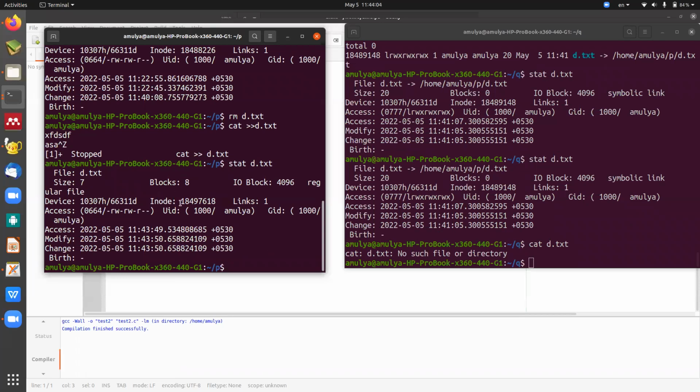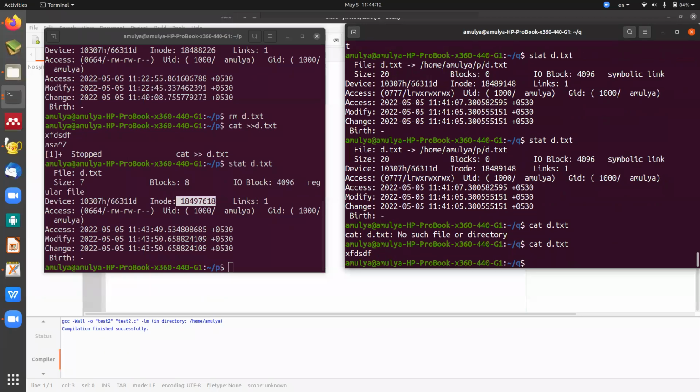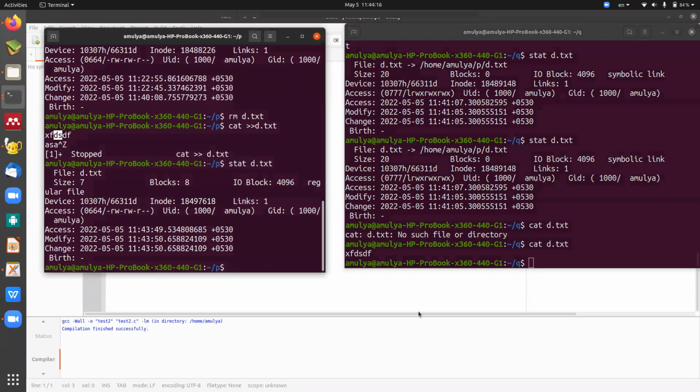Do you understand? Its inode has changed, its inode has changed. But now if we see it with cat d.txt, has the new content come or not? Yes or no? So what happens now? The original file is as it is, somebody is just linking with him. When the original file gets deleted, since a link is established, no issue. Yes, the content will be there.